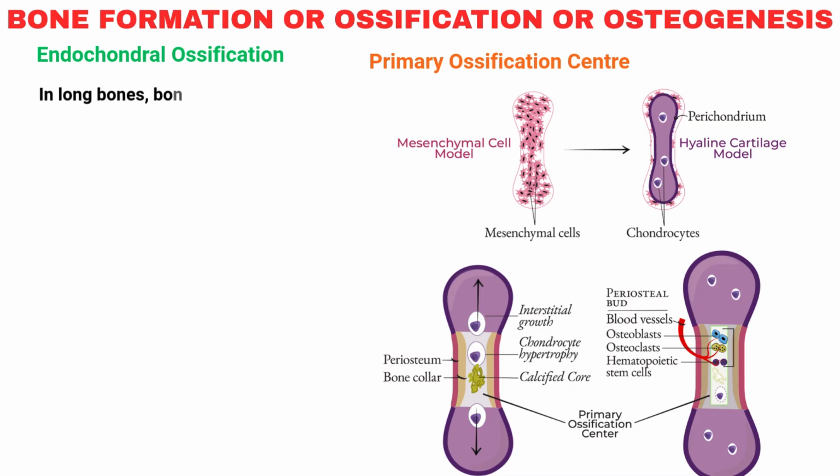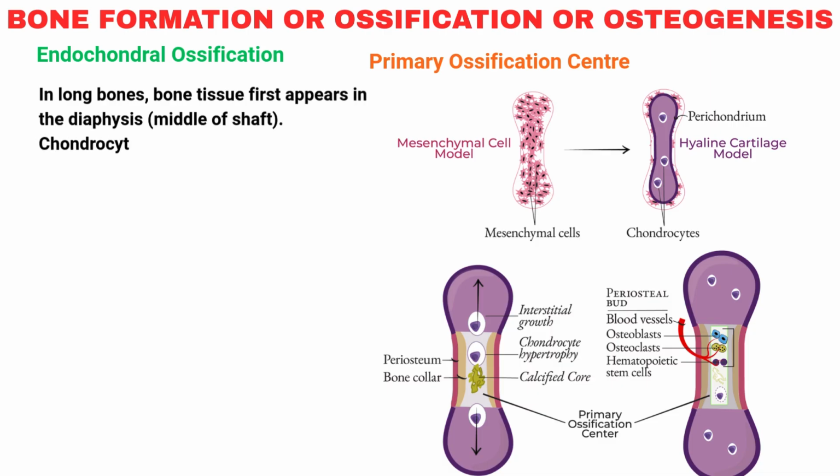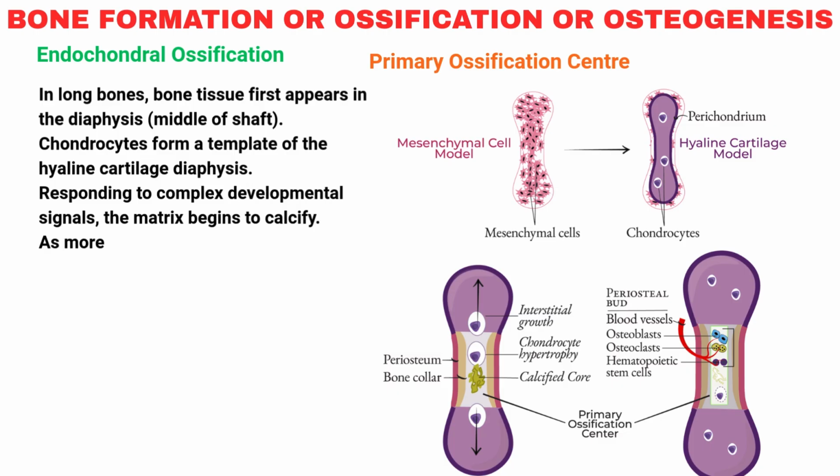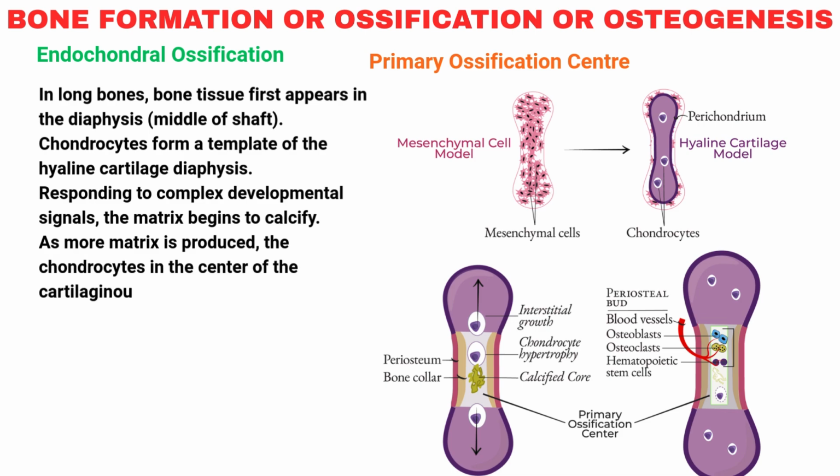In long bones, bone tissue first appears in the diaphysis. Chondrocytes form a template of the hyaline cartilage diaphysis. Responding to complex developmental signals, the matrix begins to calcify. As more matrix is produced, the chondrocytes in the center of the cartilaginous model grow in size.